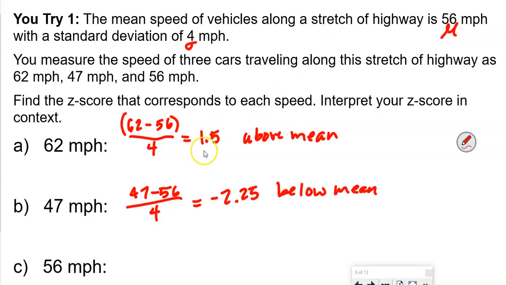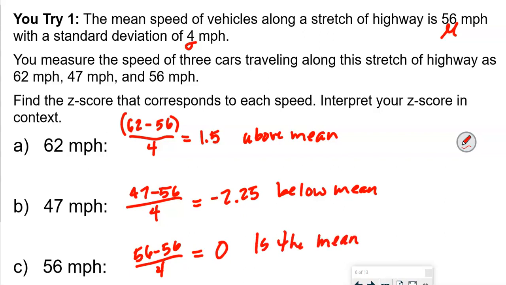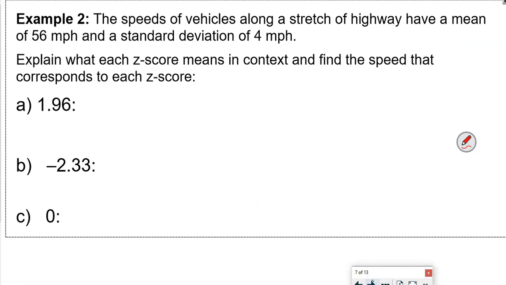And then the 56 minus 56 is what, guys? 0, right? We divide 0 by 4, we get 0. So this is the mean, okay? This one is our mean because it's 0. Okay? All right, now let's go on to this next example.